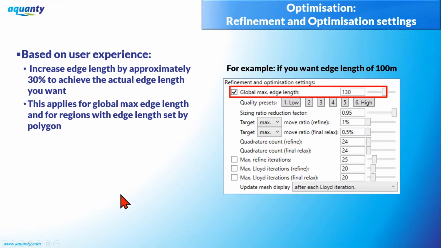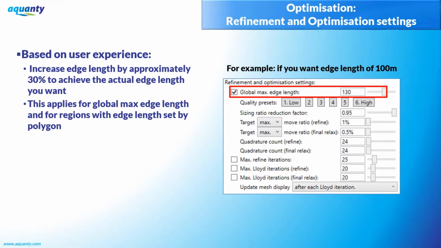Just a note on this based on user experience. We would want to increase this edge length by, say, approximately 30% or so to achieve the actual edge length we want. So for example, if we are looking for a maximum edge length of 100 meters, we might want to set our global max edge length at 130 meters instead.